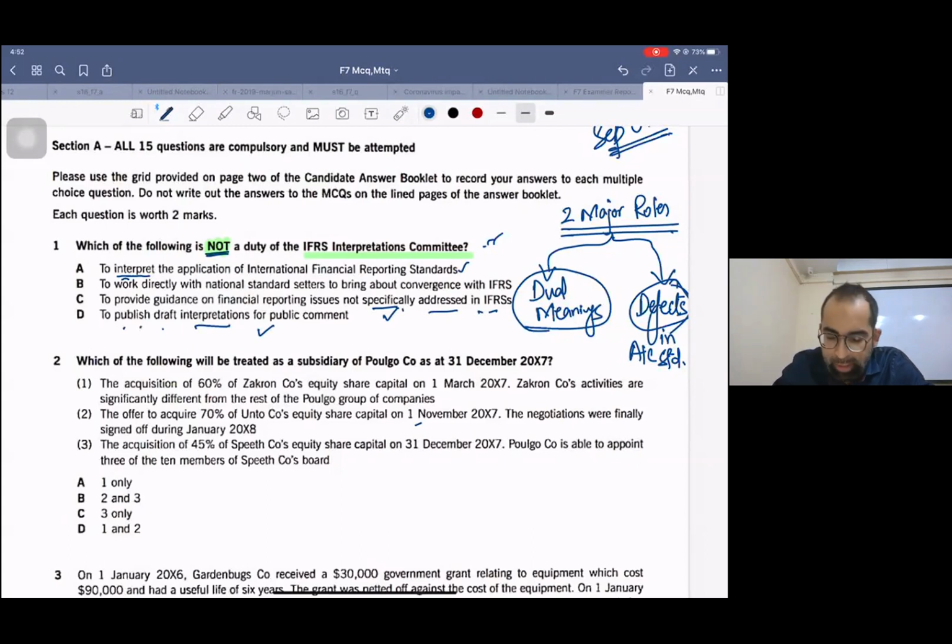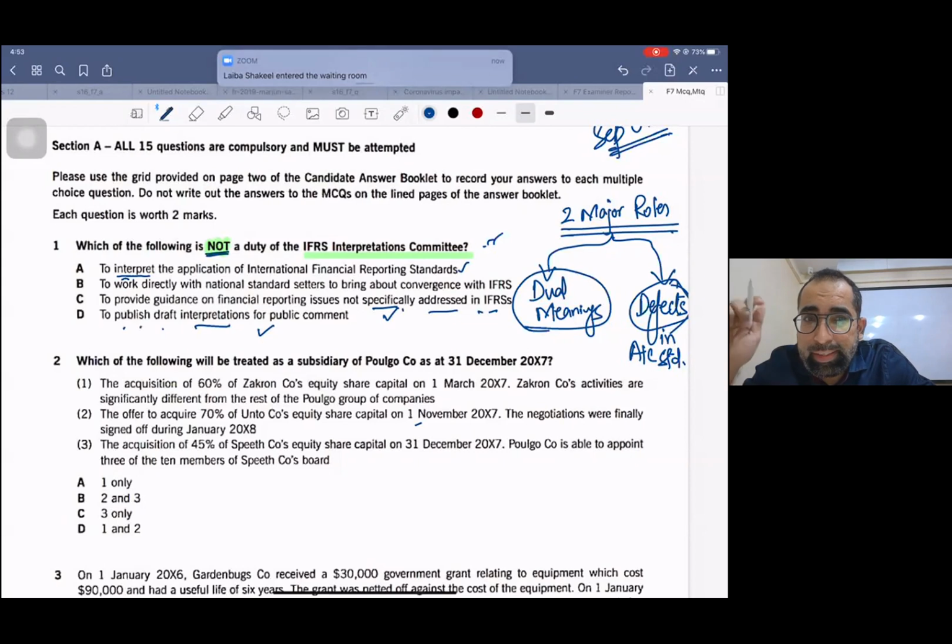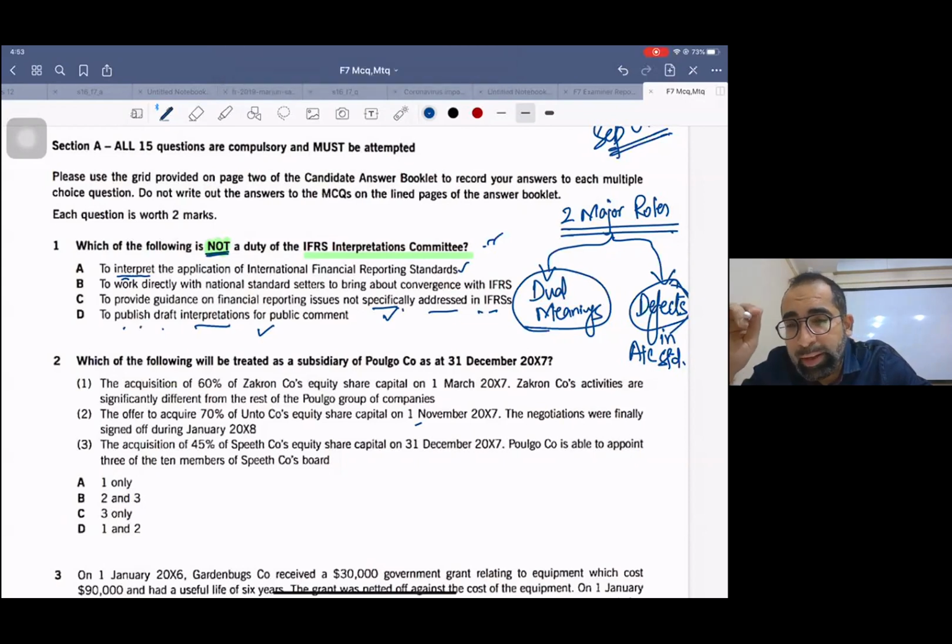Now read B. To work directly with national standard setters to bring about convergence. No, listen, this is the role of the IFRS Foundation. If you read the book, this point B is the role of the IFRS Foundation. So our correct answer is B. They don't have to deal with the national standard setters of different countries, that's not their headache.